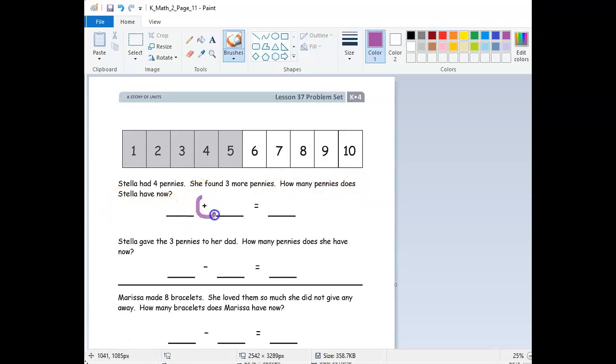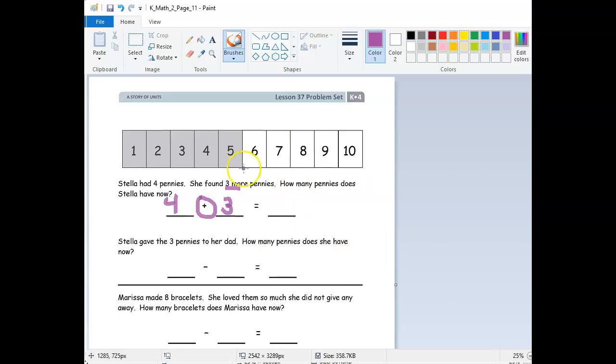So I'm going to circle my sign so I know what kind of problem I'm working. What kind of problem am I going to work? Yes, a plus problem. All right, so it says Stella had 4 pennies. So I'm going to start with what number? Yes, 4. So I'll write 4 right here. How many more pennies did she find? Yes, she found 3 more. So 4 plus 3 equals how many pennies? How many pennies does Stella have now?